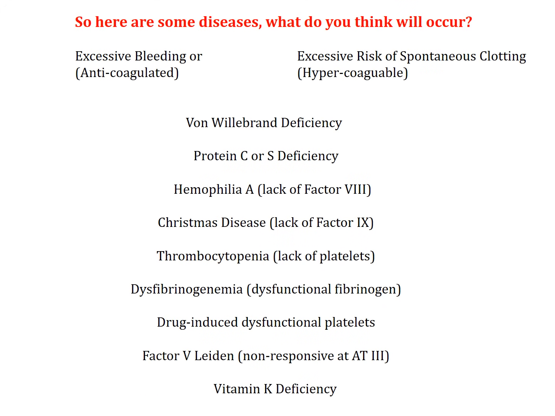Okay, now I'm going to give you some diseases. I'm going to want you to think about this. Some of these diseases are going to lead to excessive bleeding, meaning the patient is anticoagulated, and some of these diseases are going to lead to excessive clotting. All of these diseases, with the exception of vitamin K, are hereditary diseases. I skipped over vitamin K, didn't I?